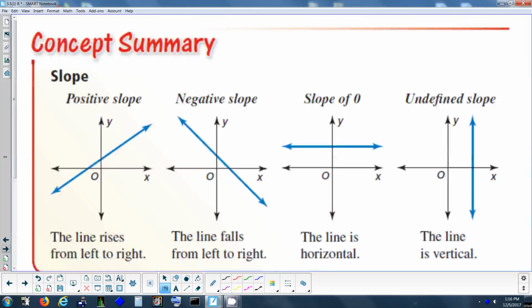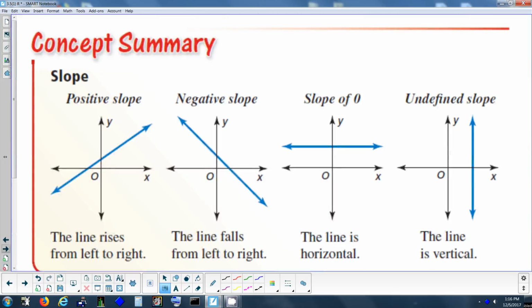Let's talk about those 4 graphs that we have on the bottom. It doesn't have to be exact, guys. You don't have to put any of the O or any of that stuff. Just draw a line that goes up to the right, and then right above it, you're going to write positive slope.